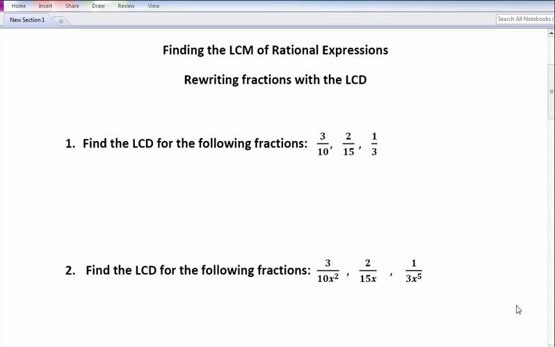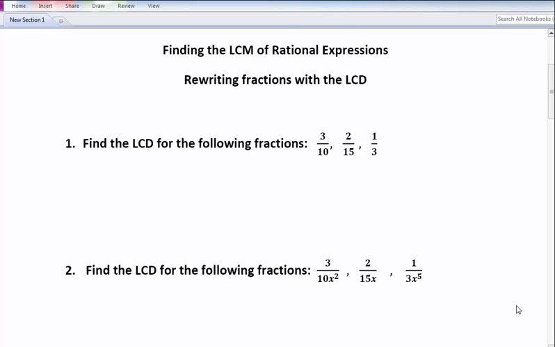This video will provide a review of how to find the least common multiple, which is also the least common denominator when we work with rational expressions. So first, a little bit of review about fractions that just involve numbers. Most people remember how to find a common denominator when there's just numbers in the denominator.